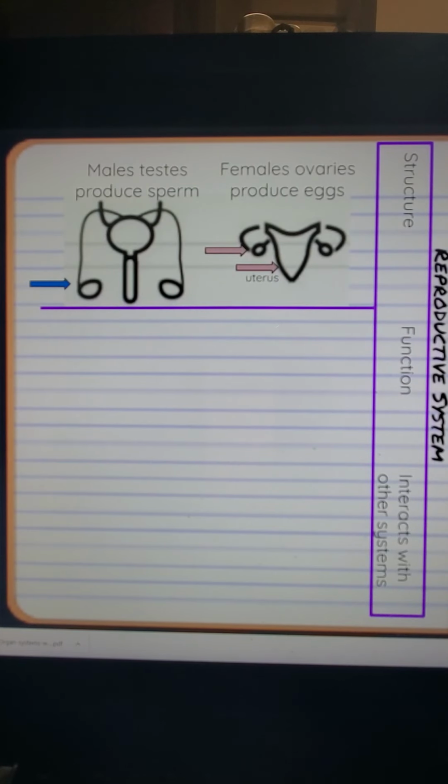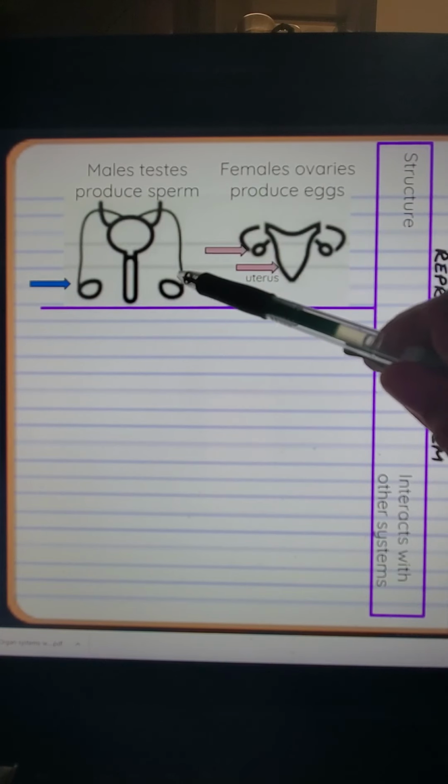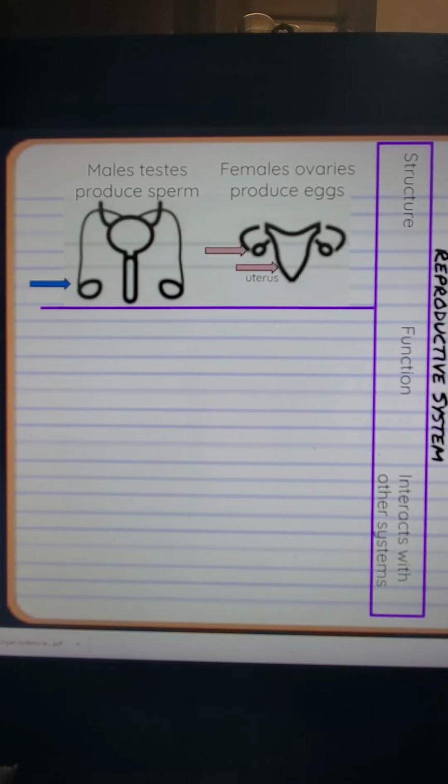So the first thing is, what are the structures? As I mentioned before, the male testes, that's where sperm is produced in males. In females, there are two structures you need to know. One are the eggs, and the other one is the uterus. So I try to pick some simple drawings that you can draw within your notebook.